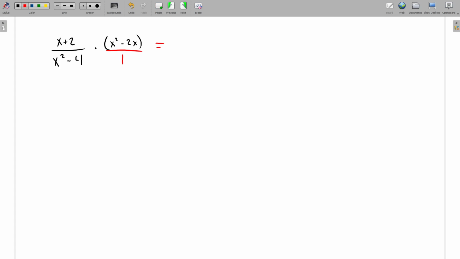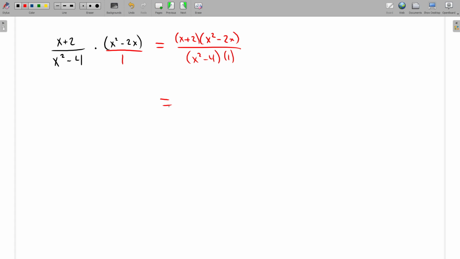And then we can continue just like we did in the previous problem where we multiply the numerator. And by multiply, I mean just write the terms next to each other. So x plus 2 times x squared minus 2x. And do the same thing with the terms in the denominator: x squared minus 4, and we'll put the 1 here just to be complete, but it's not needed.